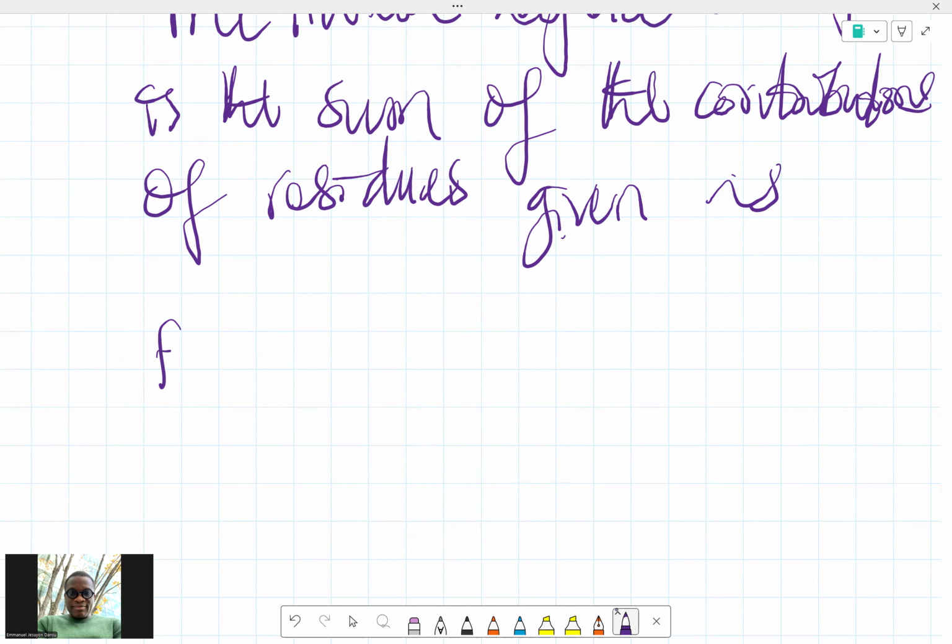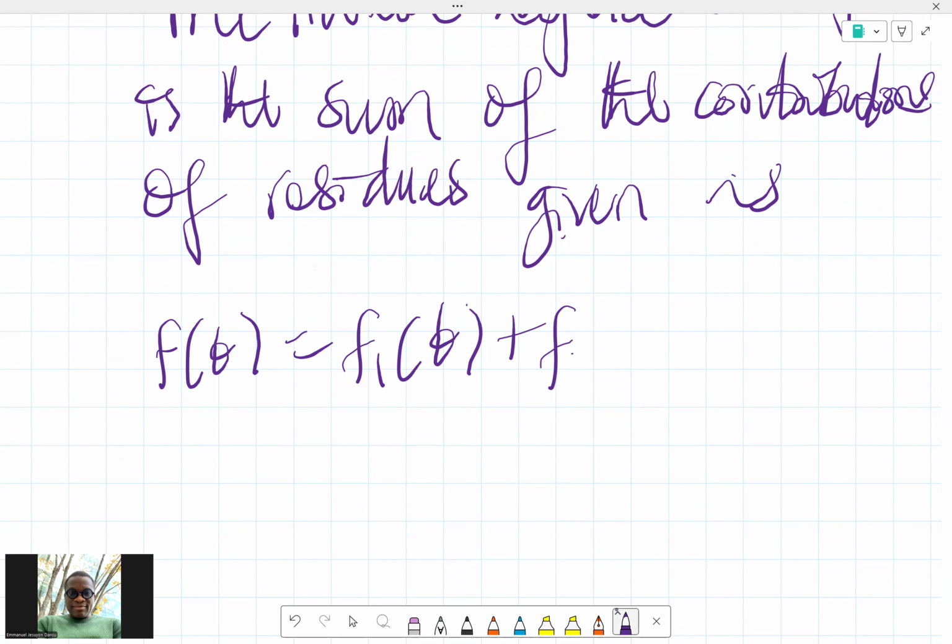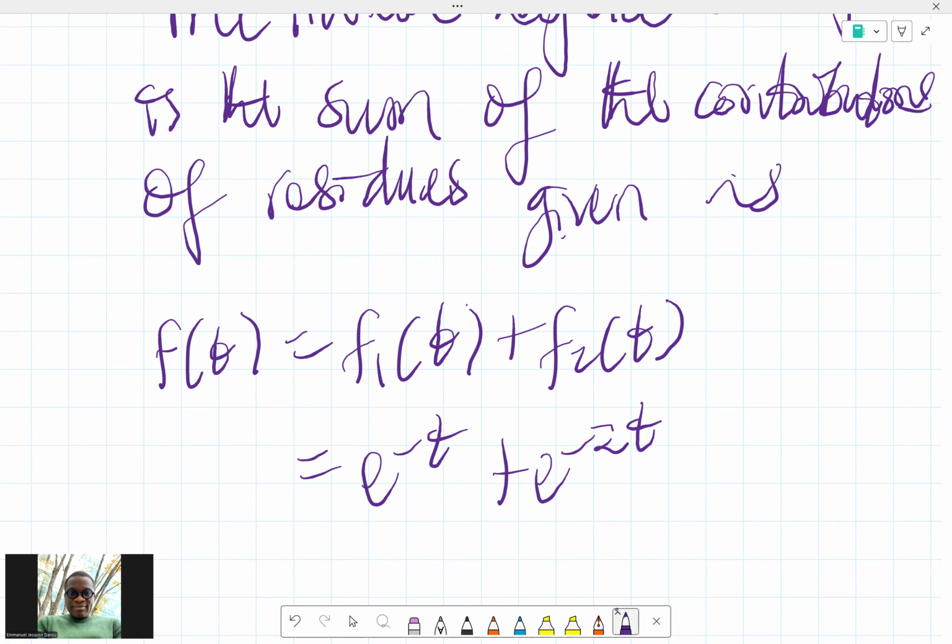f of t equals f1 of t plus f2 of t, and that is simply e raised to power minus t plus e raised to power minus 2t. So it's about the poles, right? And that is what the answer is in that case. Okay, and it's necessary that t is greater than 0. That's a necessary condition. So using the residue theorem, that is what we get.